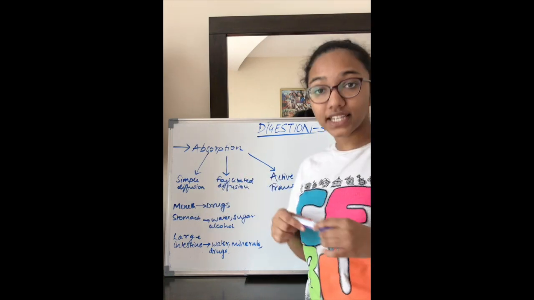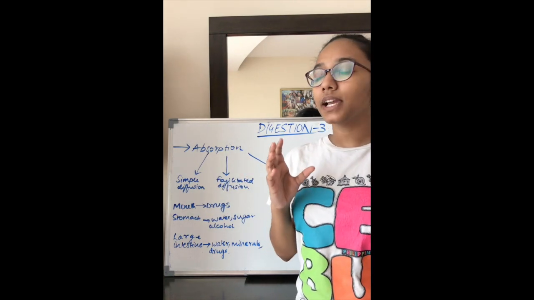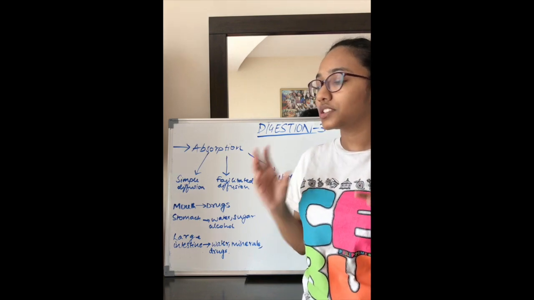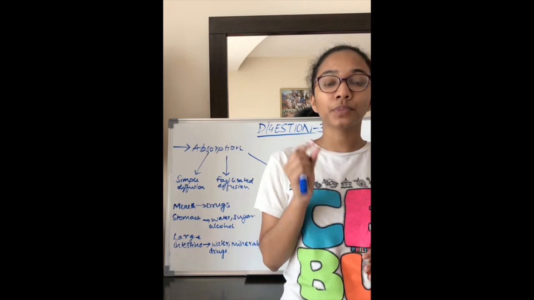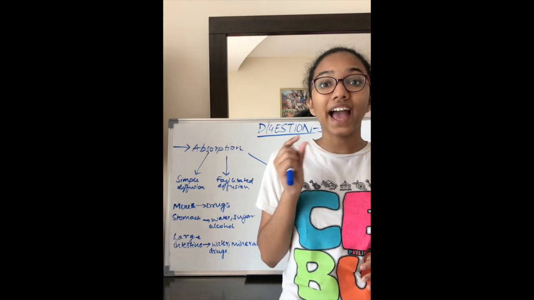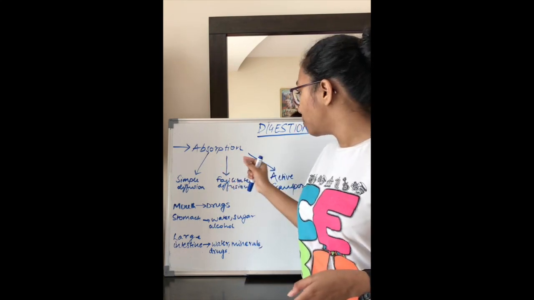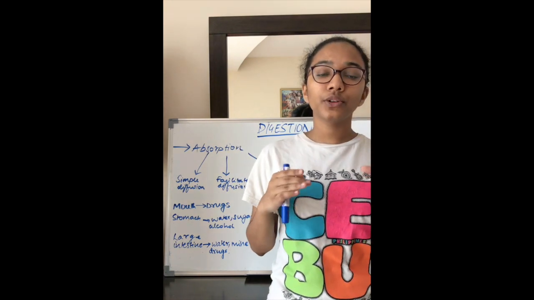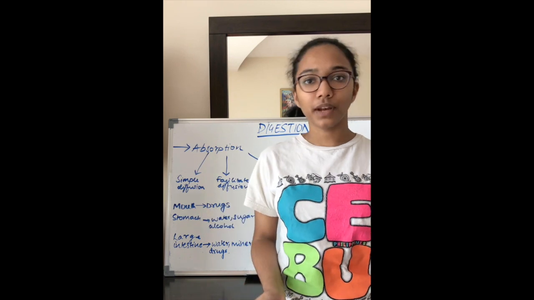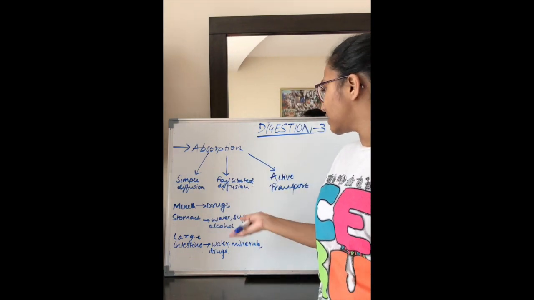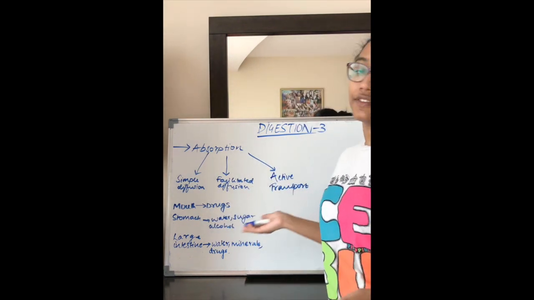Now let's come to facilitated diffusion. Sometimes these molecules just can't cross the membrane of the small intestine, so they need a specific protein, a carrier protein, to move across the membrane. They use these carrier proteins in order to move across the intestinal membrane into the bloodstream, and that is facilitated diffusion, followed by active transport.